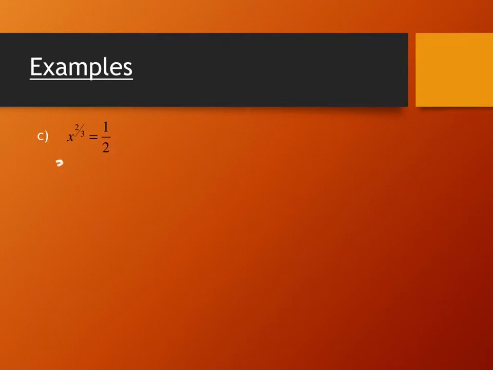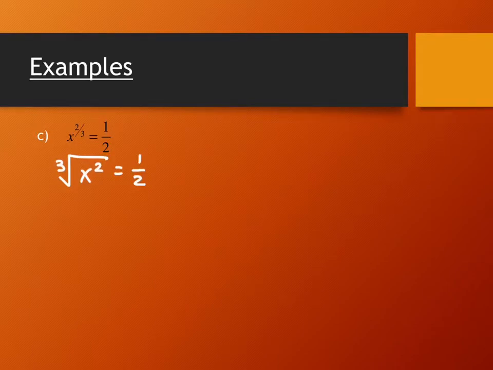Okay, so the 3 on the bottom here is a cube root now of x squared. Is everybody good with that step? Because that is correct. Good job.